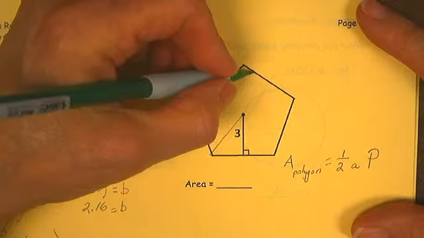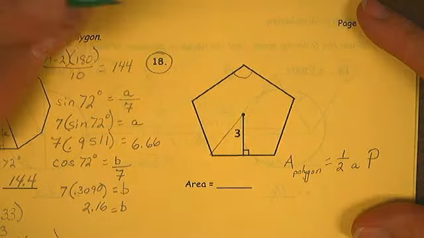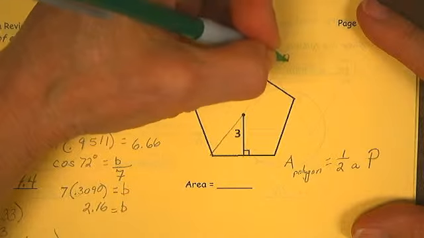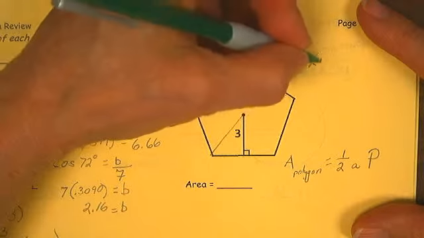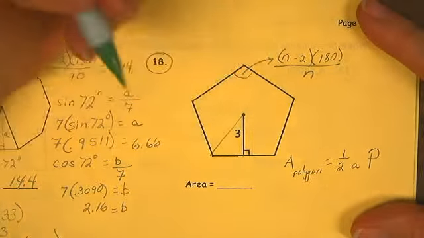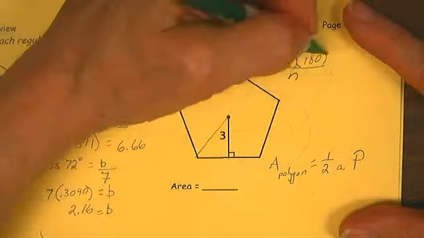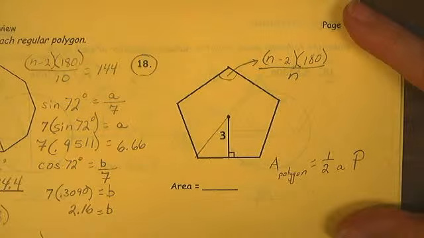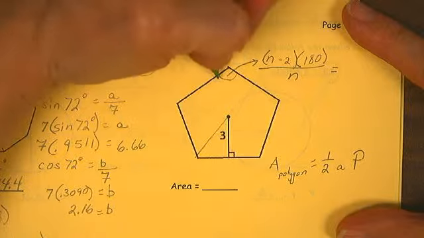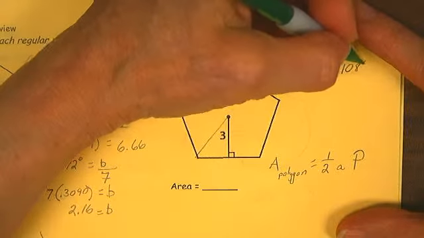Well, what is one interior angle? One interior angle is (n minus 2) times 180 divided by n. It's a pentagon we have here. 5 minus 2 is 3 times 180, which is 540 divided by 5. In this case, an interior angle is 108 degrees.